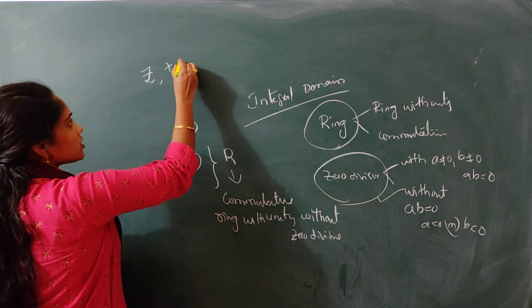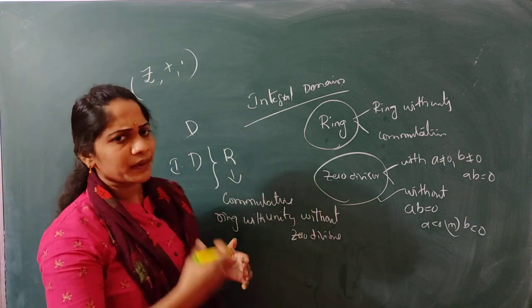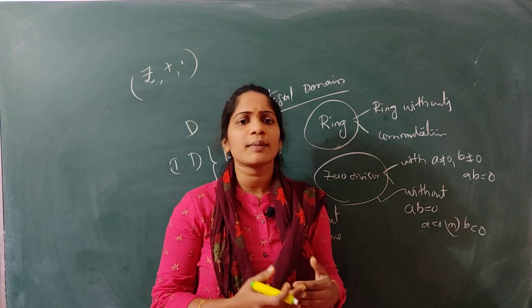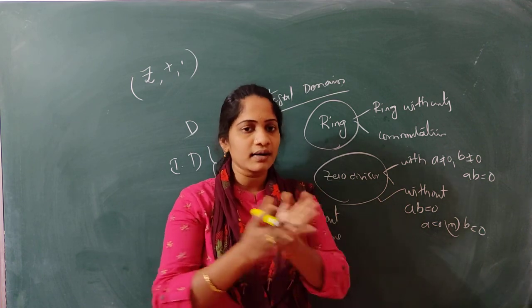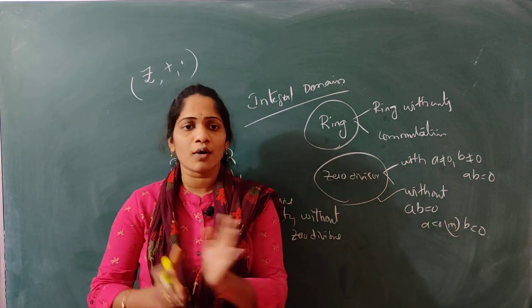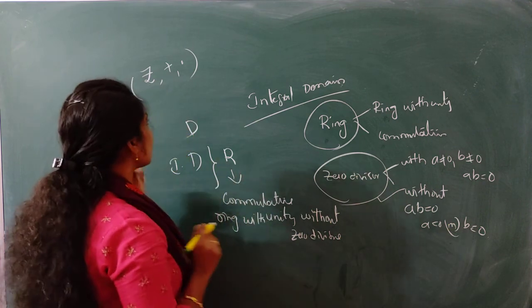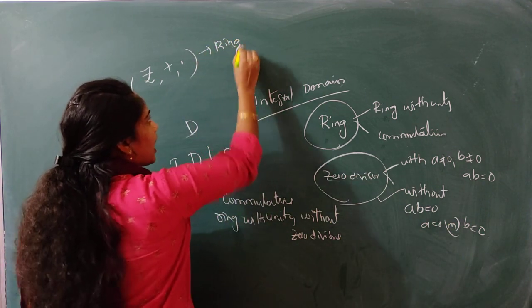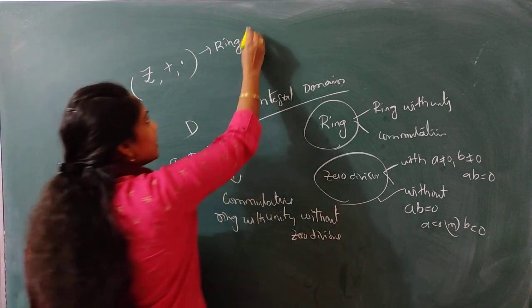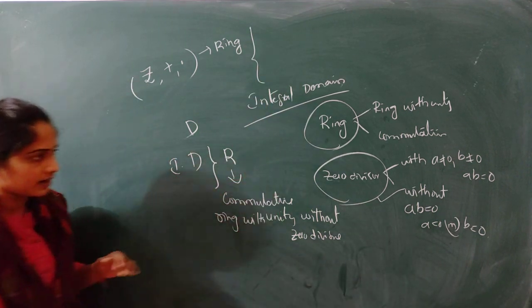Z, comma, plus, comma, dot, because from the previous lectures we are discussing only about Z. So it is very easy, and then you can differentiate how it happens. Now let us take the ring Z. First we can say it is a ring. How can you conclude it is a ring?